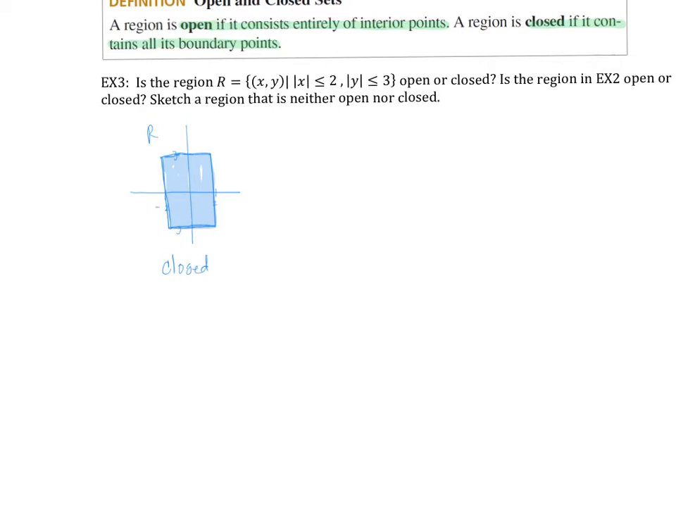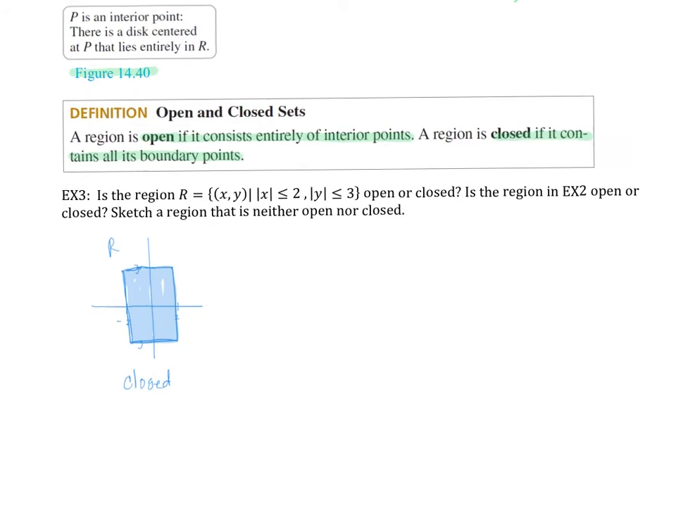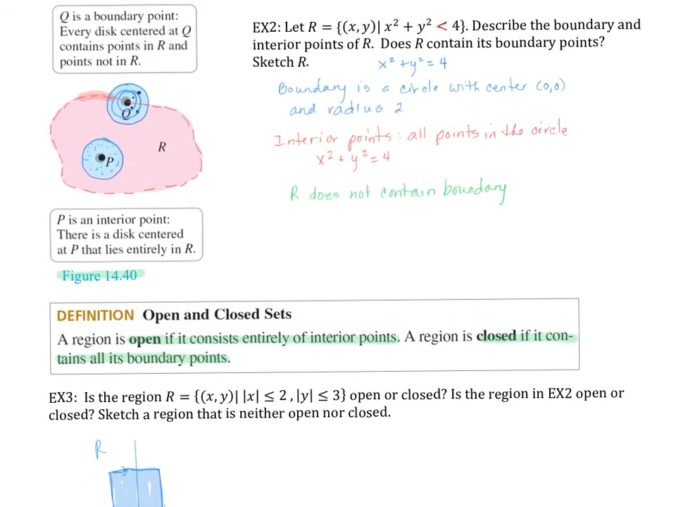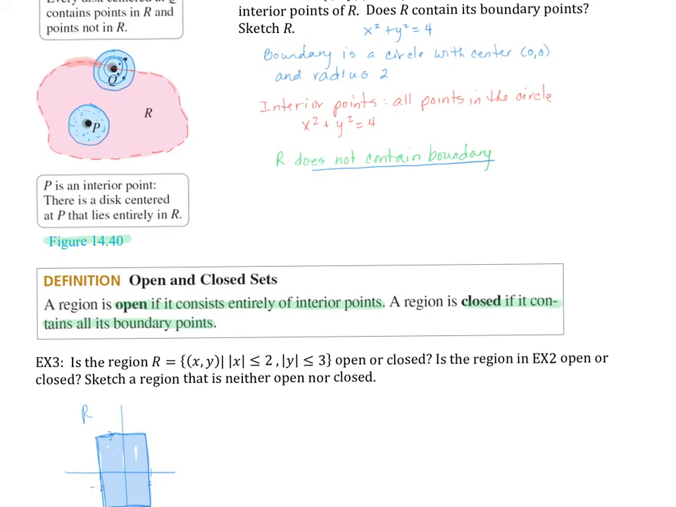Example 2, is this open? Let's go back to example 2. Notice that it's strictly less than. It does not contain boundary points. So example 2, it's an open set.